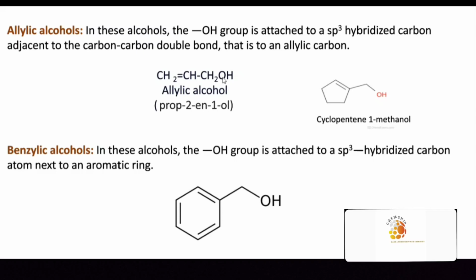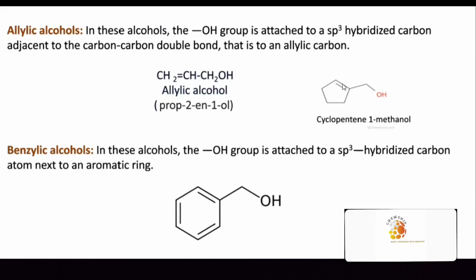What I am telling is that the carbon atom attached to OH should be attached to an sp2 hybridized carbon atom. Sorry, adjacent to this carbon, one double bond should be there. In this example also, the OH group is attached to this carbon, right? This carbon is attached to a double bonded carbon. So it is also an example of allylic alcohol.